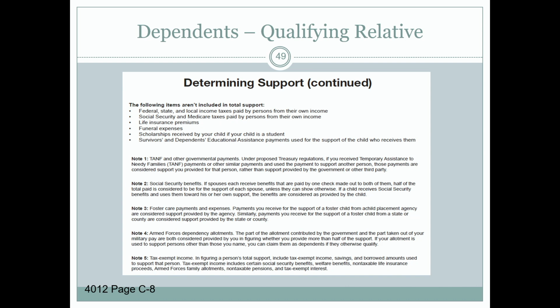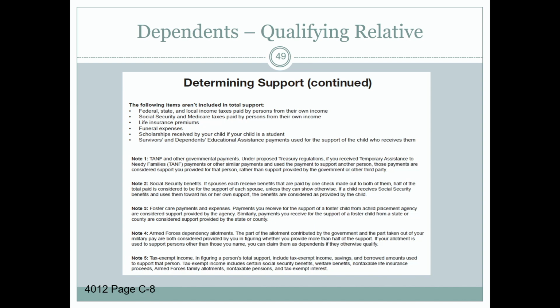We don't usually run into a problem there. However, we have situations where we have children who are receiving Social Security benefits, and the parent is wanting to claim the child as a dependent on their tax return. And so the Social Security does get counted as support provided by the child, unless they are not using that Social Security.